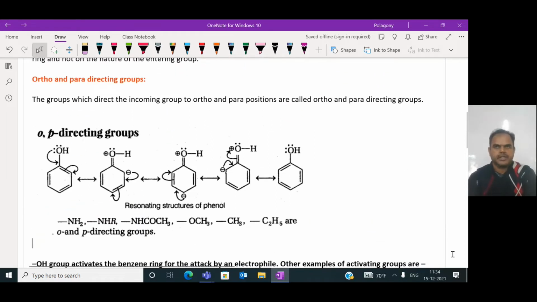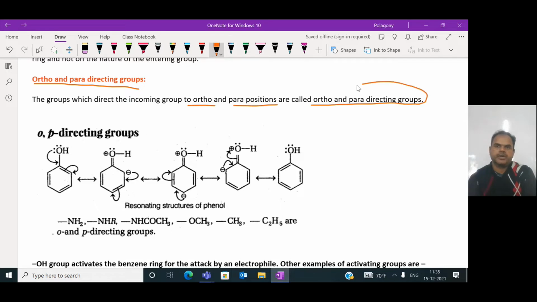So based on directing at the ortho position and para position, on the benzene there is an ortho position and a para position. Some functional groups direct the incoming group to the ortho and para positions. Then they are said to be ortho para directing groups.